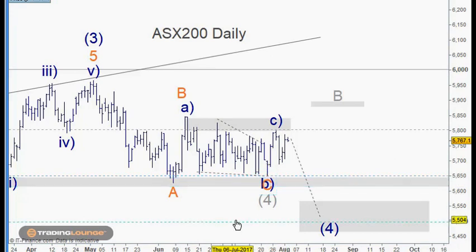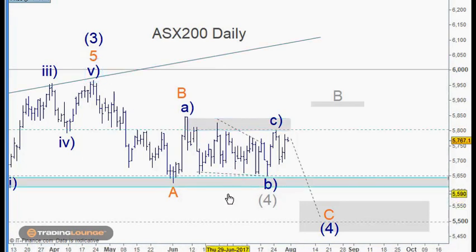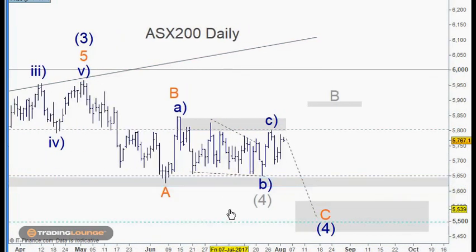Yeah, it is a little bit tricky, and I just got to stay on my toes and just consider all the possible wave counts. So if this is a wave 4 in here, then we'll be taking out this top here. So there's a fair bit to consider.